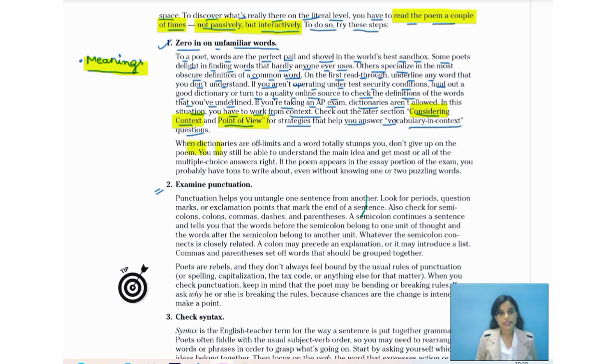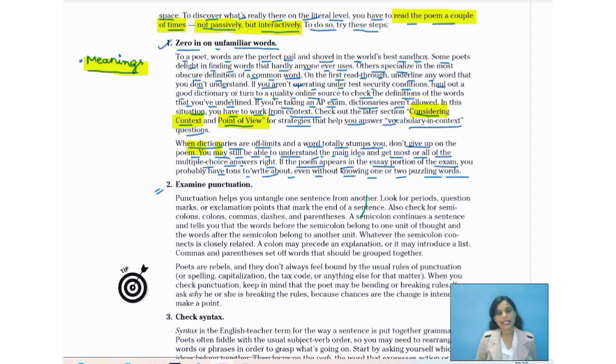When dictionaries are off limits and a word totally stumps you, don't give up on the poem. You may still be able to understand the main idea and get most or all of the multiple choice answers right. If the poem appears in the essay portion of the exam, you probably have tons to write about, even without knowing one or two puzzling words.